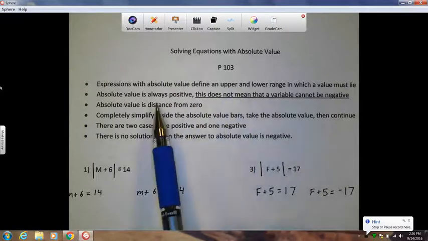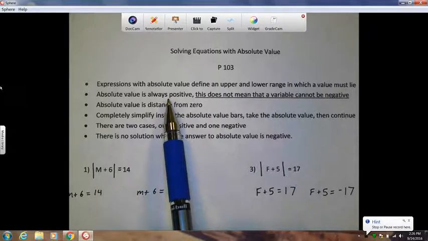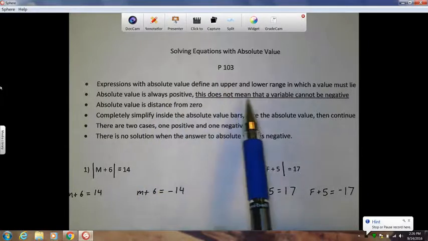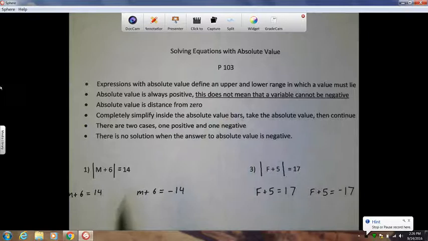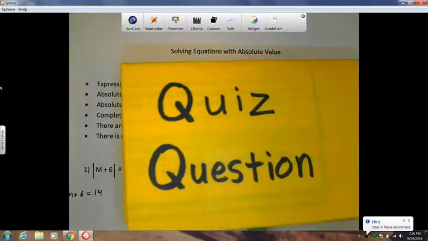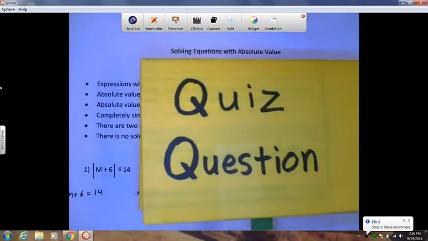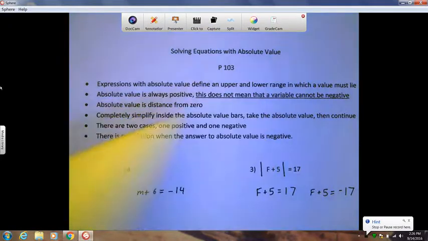Absolute value is always positive. That does not mean a variable cannot be negative. So make sure you pay attention to that. Read that, study that. The variable can be negative, definitely, but the absolute value cannot be. That absolute value is distance from zero. It tells you how far away something is from zero. It just doesn't tell you the direction.